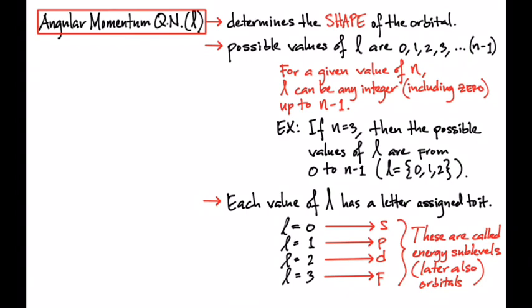So make sure that you remember what these L values represent. Again, L equals 0 represents the S sublevel. L equals 1 represents the P sublevel. L equals 2, the D. L equals 3, the F, and so on and so forth. After F, it's basically the next letter in the alphabet, G, right? So if you have L equals 4, that represents G sublevel. If you have L equals 5, then that would be H, and so on and so forth.